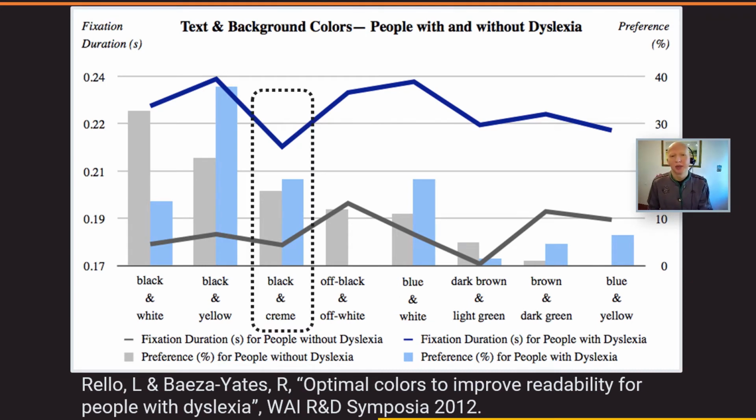Research presented in 2012 found that this combination was almost equally preferred by dyslexic readers and those without dyslexia. It also had low fixation durations for each group. Shorter fixations are preferred to longer ones. People who tend to make fewer eye fixations during reading usually have a higher reading pace than people who make more frequent fixations.